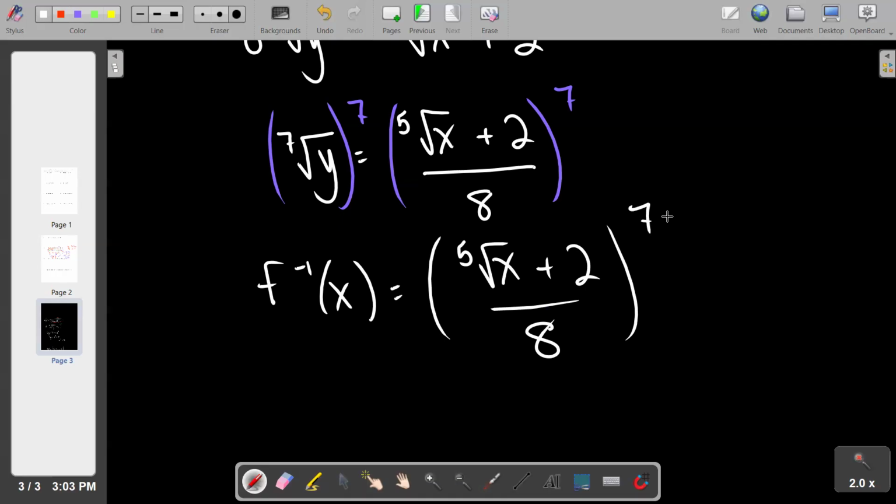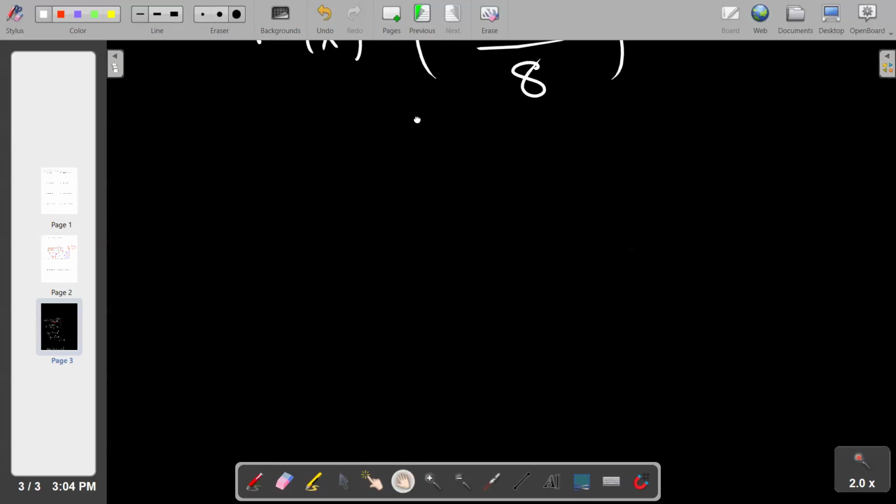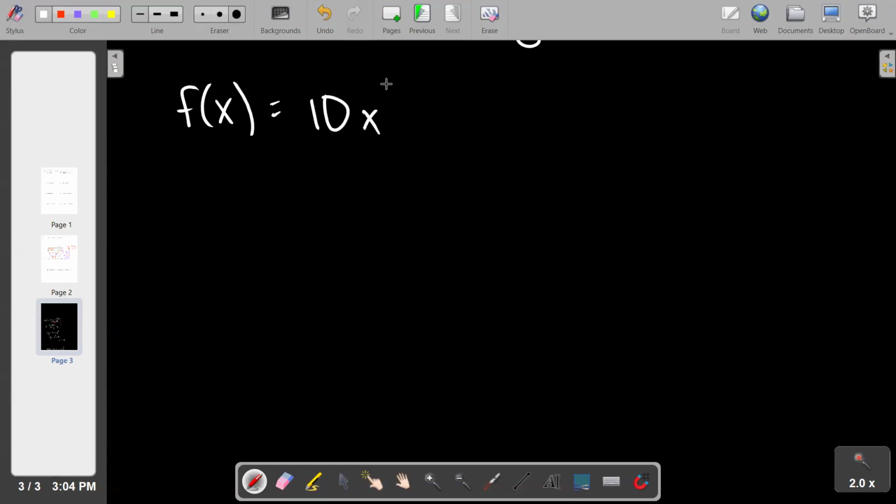And again, huge bark, like big, loud, rough bark, but the bite is just nothing. Again, provided you have good basics. All right, let's hit another one. We have f of x equals 10 times x to the power of 1/5 minus 2.